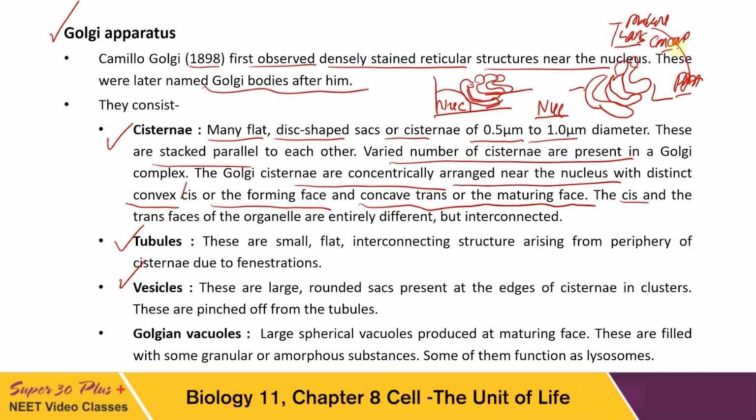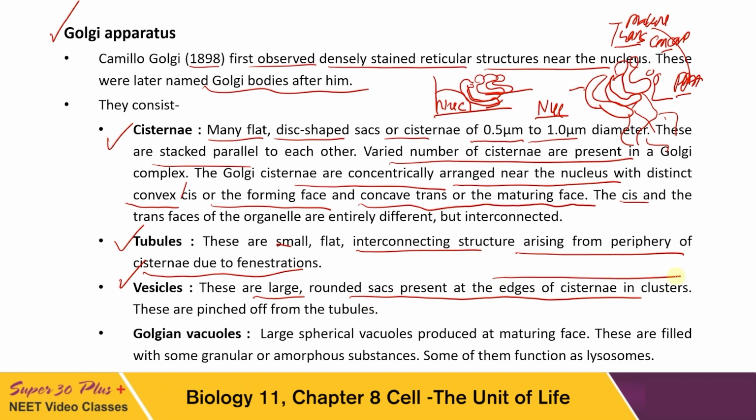Important point: tubules are found attached to this. These are branched structures, and at the mature surface vesicles are being cut off. Tubules are small, flat, interconnecting structures arising from the periphery of the cisternae due to fenestration. Vesicles are large, rounded sac-like structures found at the edge of the cisternae, and these are pinched off from the tubules. The tubules cut off these vesicles.